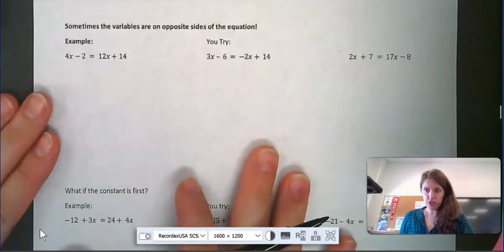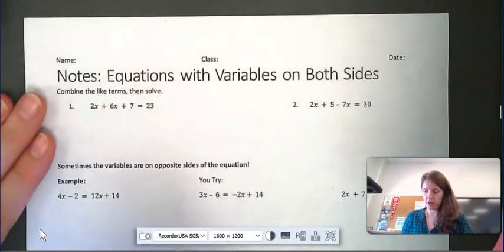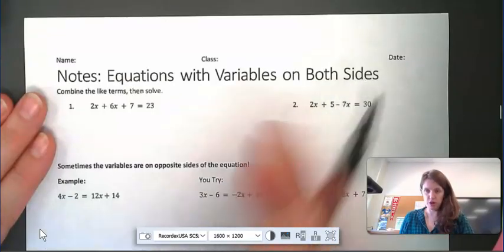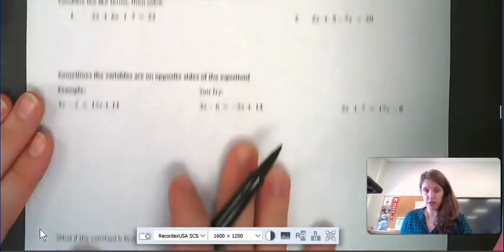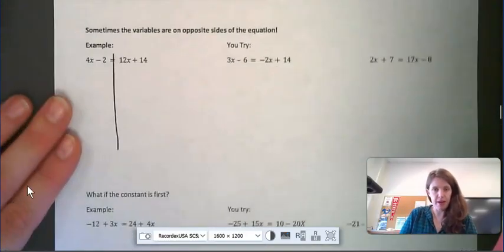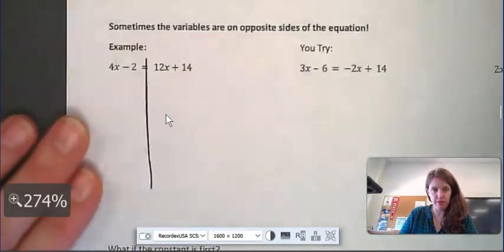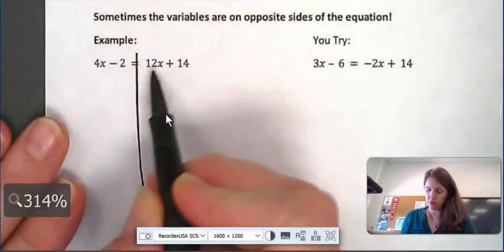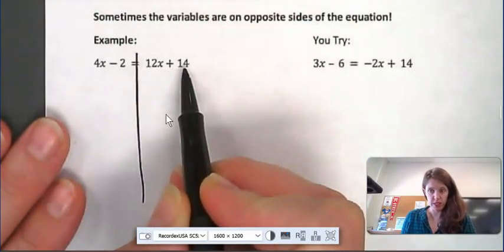All right, so we're going to work on equations where we have what's called variables on both sides. What does that mean? There are variables on either side of the equal sign. So right here, I have an equation with two sides. On the left side, I have 4x minus 2, and on the right side, I have 12x plus 14.